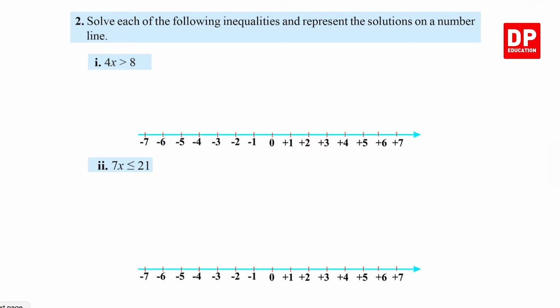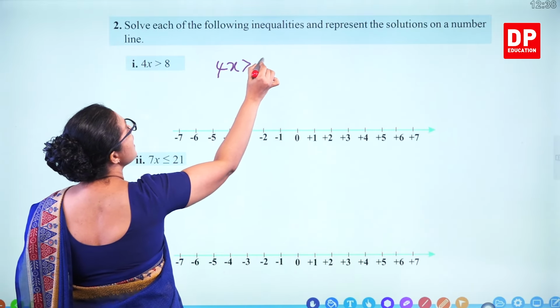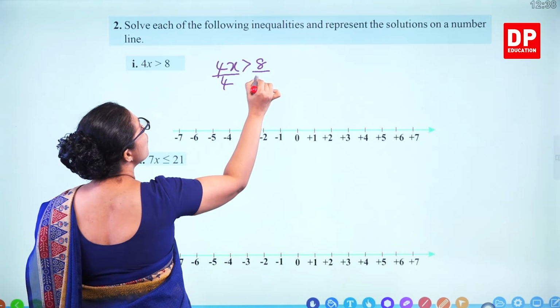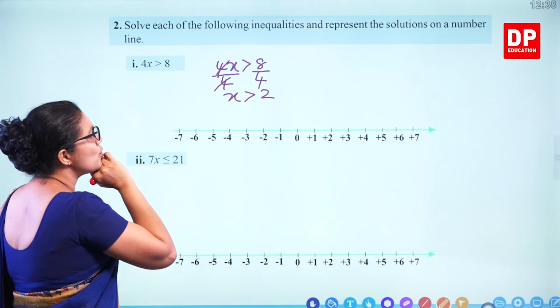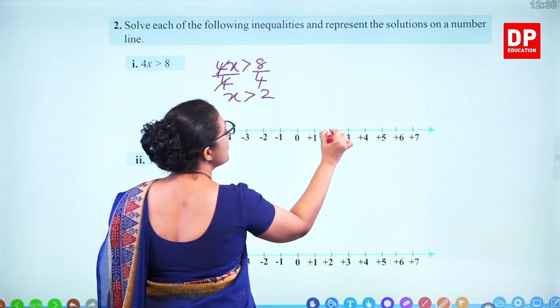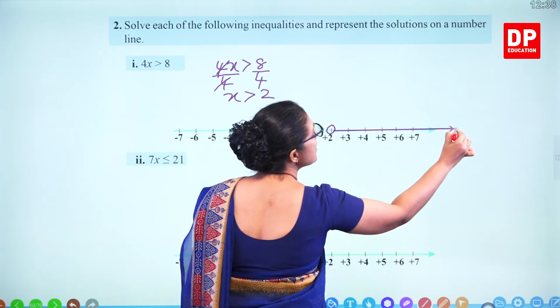Solve each of the following inequalities and represent the solutions on a number line. 4x greater than 8. Divide both sides by 4. Nothing happens to the sign. x greater than 2. So you draw an open circle and draw the arrow towards the right hand side.